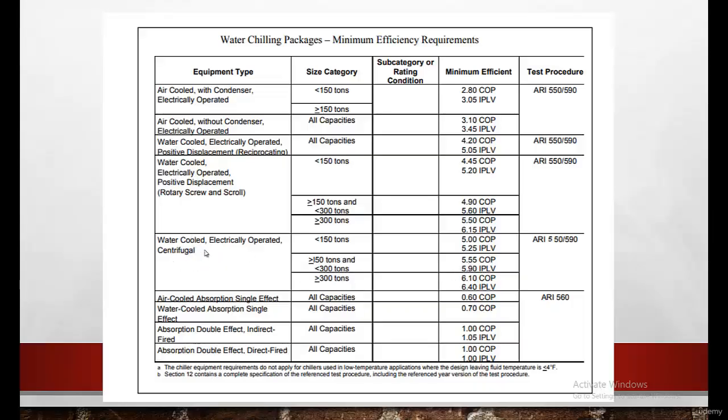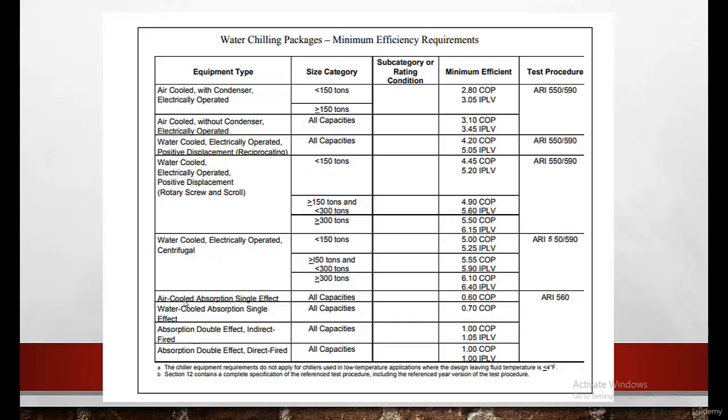And if we use a centrifugal compressor in a water cooled chiller whose capacity is beyond 300 ton, then its coefficient of performance is 6.10. So this capacity is very high. We recommend that if your tonnage is very high, then you must use this water cooled centrifugal chiller with centrifugal compressor, because it can save a lot of energy. It is more efficient than all other types of chillers.